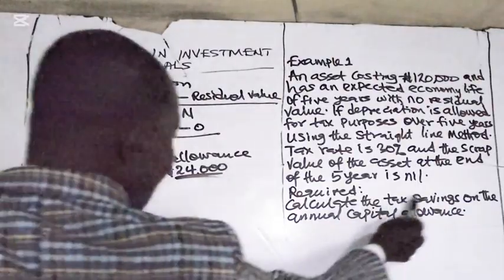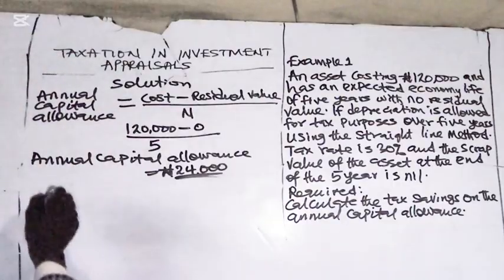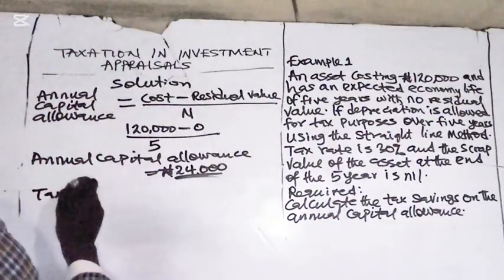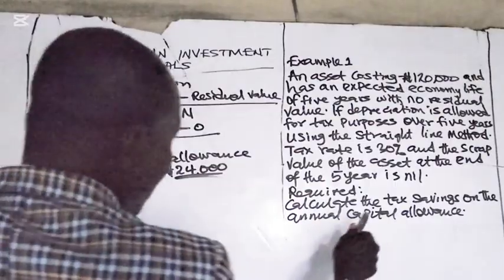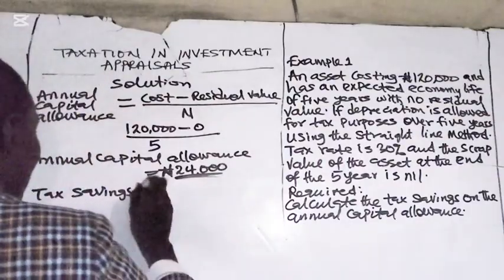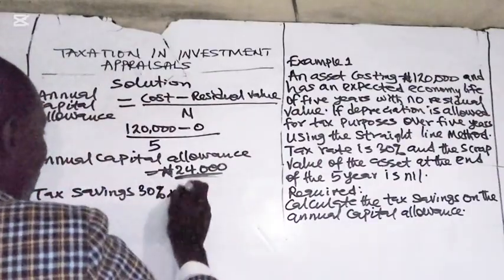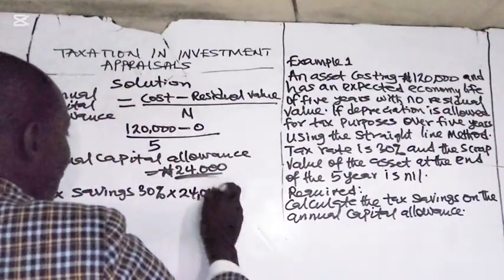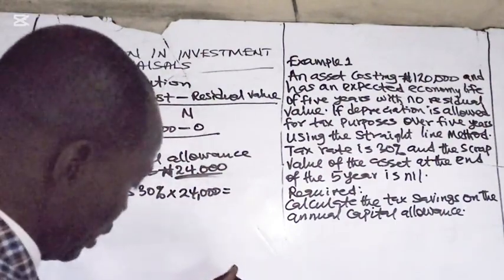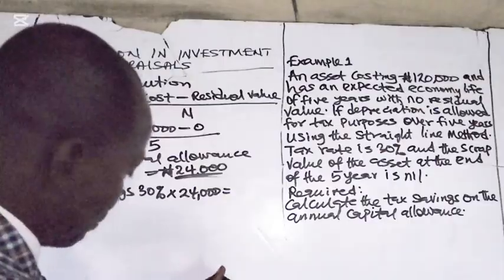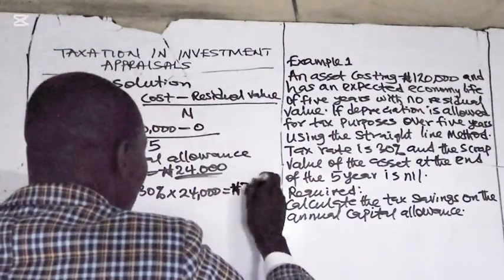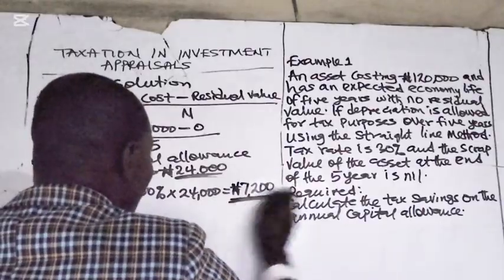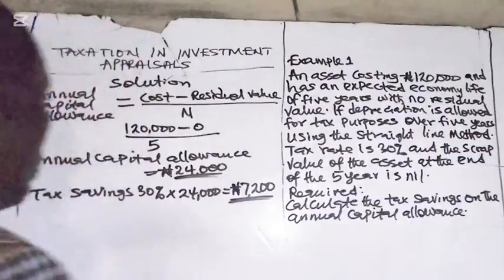And you have to calculate the tax savings on the annual capital allowance. So tax savings now. The tax rate is 30%. So you have 30% of 24,000, and that will give you the tax savings on annual capital allowance. 30% of that gives us 7,200 naira per annum. That is the amount of tax that will be saved.